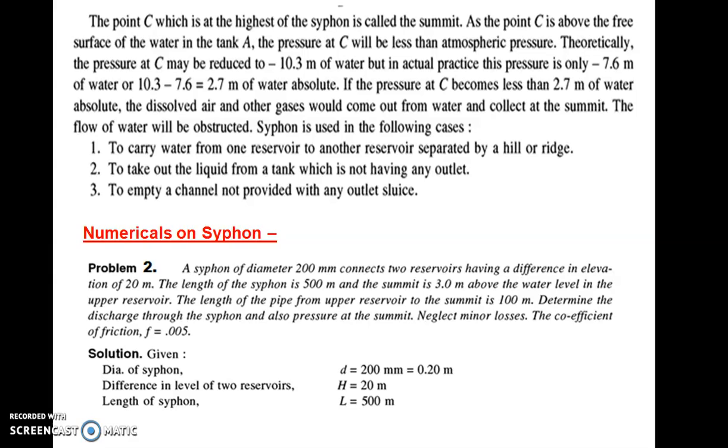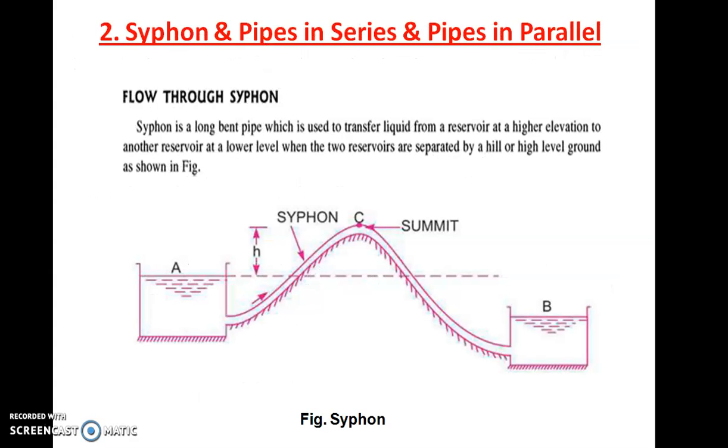That is a simple phenomenon happening in day-to-day life. Let us see the first numerical on the siphon. In this case, we are going to use Bernoulli's equation. Why? Because if you see in this figure, points A, B and C. Point A is open to atmosphere, point B is also open to atmosphere. So you can apply Bernoulli's equation between point A and B.